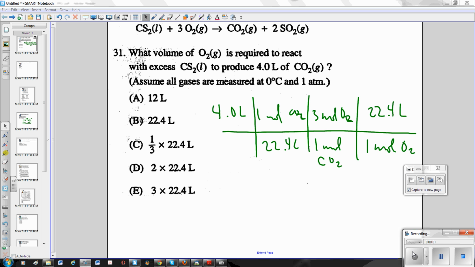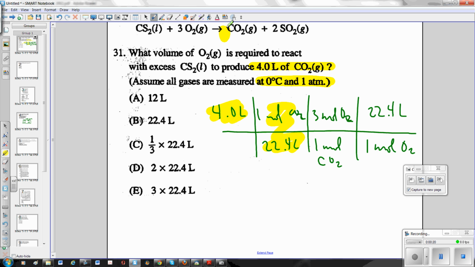This first one, if you notice in this problem, they give you the fact that the gases are at STP. If gases are at STP, technically you can use 22.4 liters is equal to 1 mole. So it's like a typical stoichiometry problem. That's my given. I put 4 liters of CO2 there. 22.4 is equal to 1 mole.